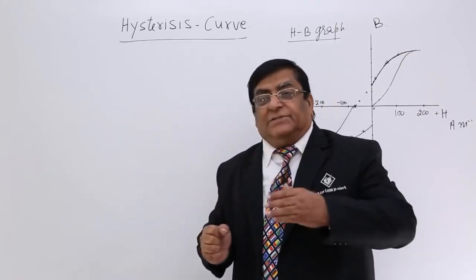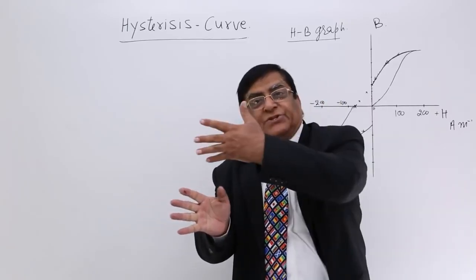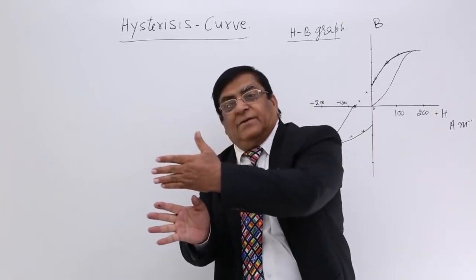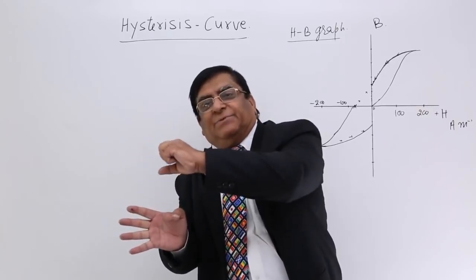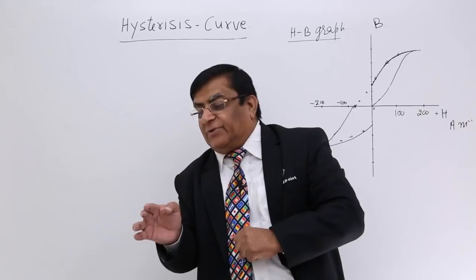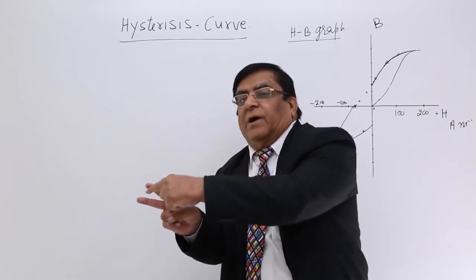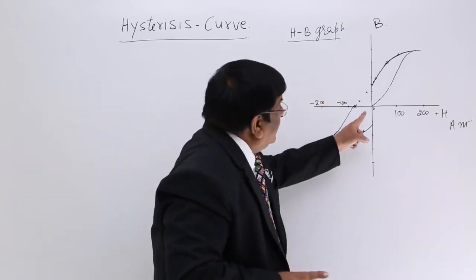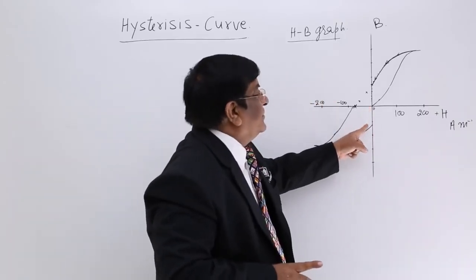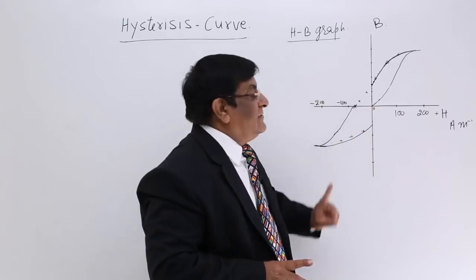This is B and this is H. When H was there, full, B is full. Now H has become 0. So B has also reduced, these two are retained. That is again retention. Here it is shown, this retention when H has become 0.